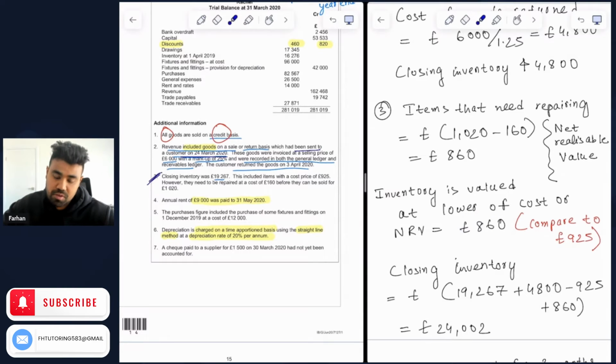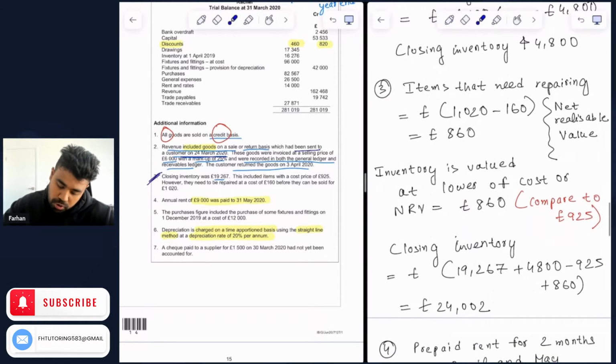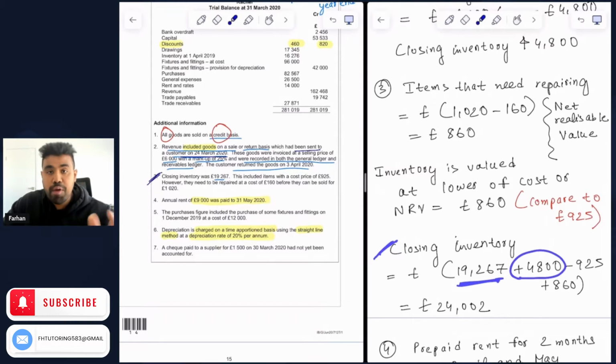Therefore, on that basis, if you were to find the total for the closing inventory, we start with £19,267 that has been originally given to us in additional information 3. Then we add £4,800, which is what we did in the second step with regards to the cost of the items that were returned to us, and something that we calculated using the markup formula. We found the cost to be £4,800. That's why we're adding it back, because it's increasing the closing inventory.